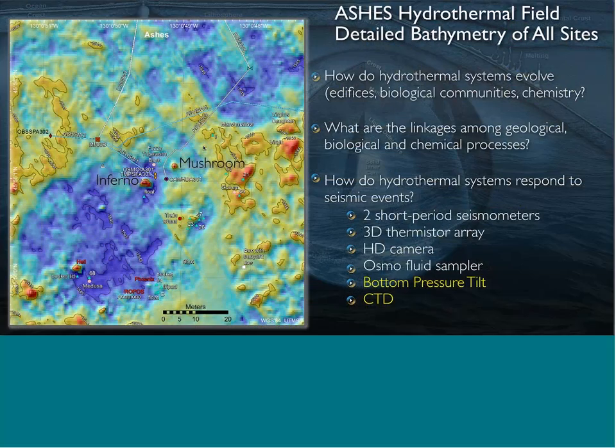So this is the kind of bathymetry that we have. Thanks to MBARI now, we have sub-meter resolution bathymetry, and this shows the layout of the Ashes hydrothermal field. So it's a very good database that people can have when planning their experimental sites. These are just some of the questions that the community had laid out, and then the individual sensors that we have located in this one study area.